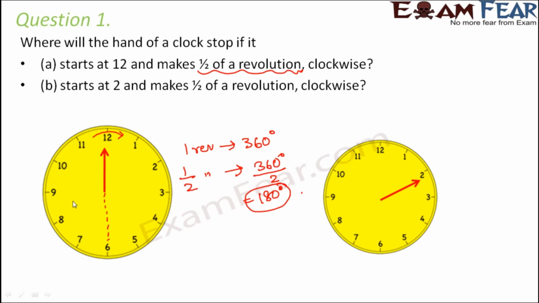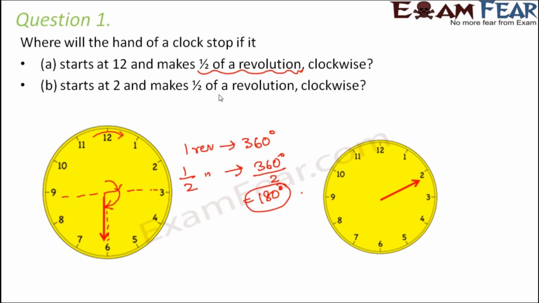So if we divide it into 4 segments, 90 degrees in the clockwise direction will come here, another 90 degrees in the clockwise direction will come here. So 180 degrees in the clockwise direction will bring the hand of the clock to 6. Therefore the hand of the clock would stop at 6. Let's look at the second part of the question.